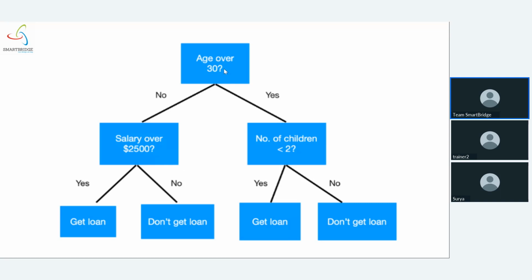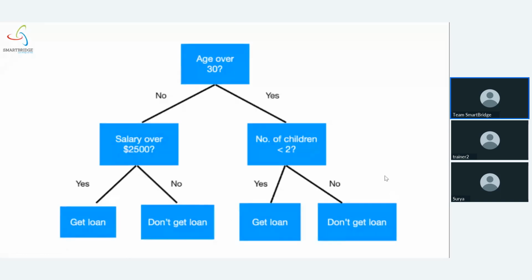As you can see, the first question is whether the age is over 30. If it is a no, the salary should be around $2,500. If it is $2,500, you can get a gold loan. But if it is not $2,500, you don't get a gold loan. And if the age is greater than 30 and you have less than two children, then you'll get a loan. If you have more than two children, then you won't get a loan.